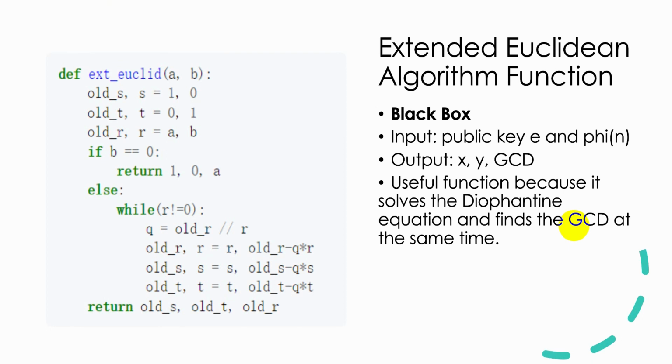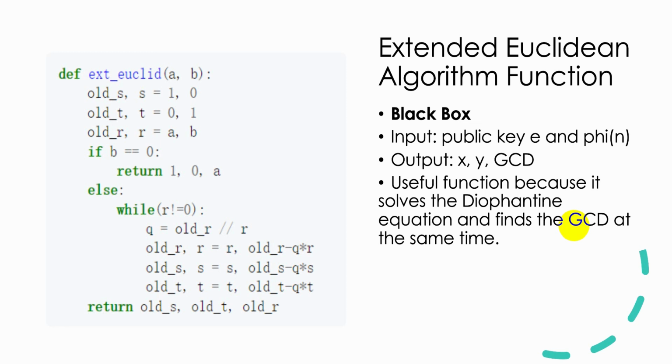Here is the Python function for the extended Euclidean algorithm. This is the code that I took from Wikipedia. This is a black box function, so we don't need to look at what is happening inside the function. We just need to know what we put into the function and what we get out of it, because we can trust Wikipedia that it has been tested by a lot of different people, so it should be right.